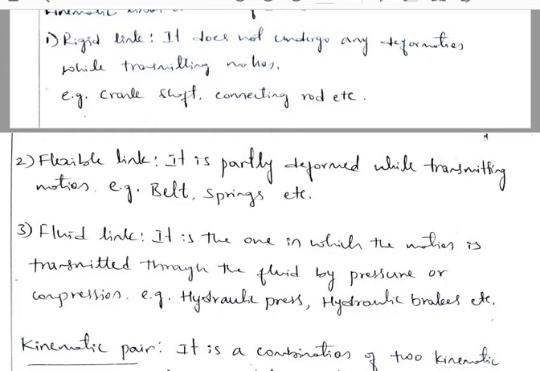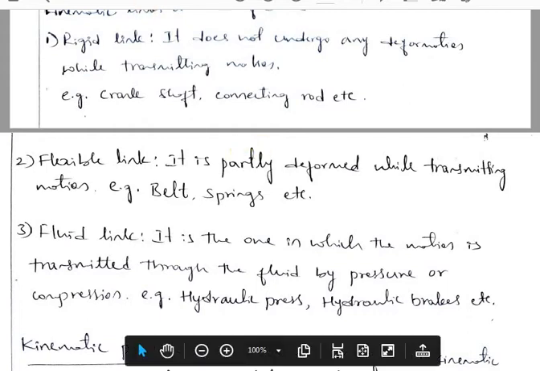Next we have fluid link. It is one in which the motion is transmitted by fluid pressure or compression. Any hydraulic pressing machine you can take. It is an example of fluid link where fluid pressure is used for transmitting the motion. Examples are hydraulic press, hydraulic brakes, etc. We can consider for this fluid link.